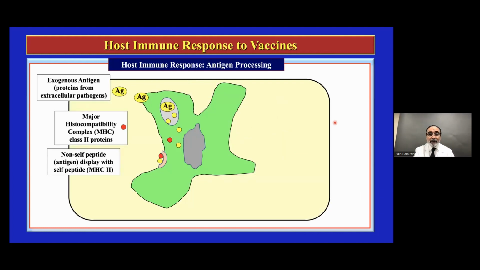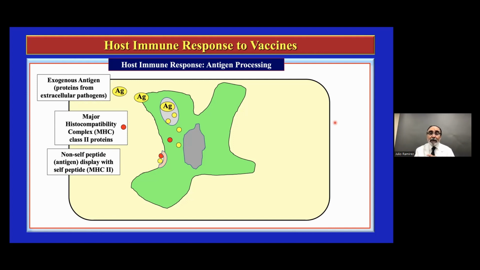What happens with the dendritic cell? Normally the antigen is an exogenous antigen. Let's say this were a bacteria, a pneumococcus. The pneumococcus is taken up by the dendritic cell, gets into the lysosome, and is destroyed into small peptides. This is always protein, small peptides. And these peptides are attached to what is called the major histocompatibility complex, class 2 proteins.